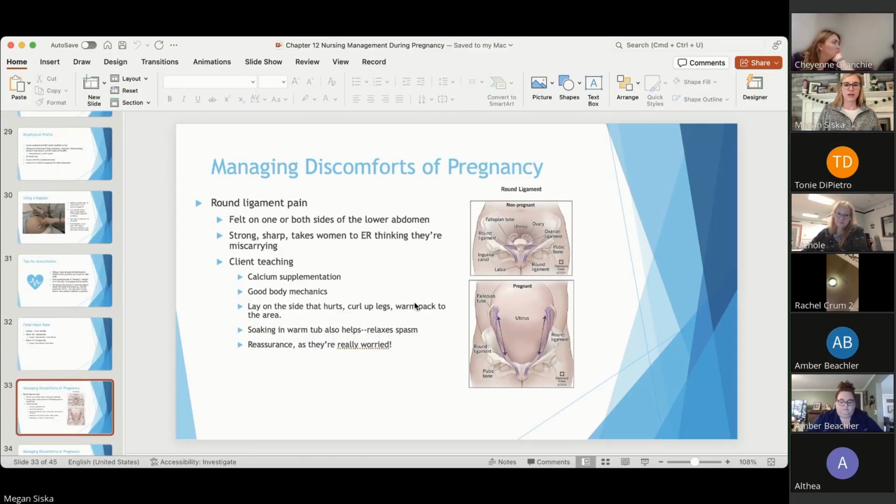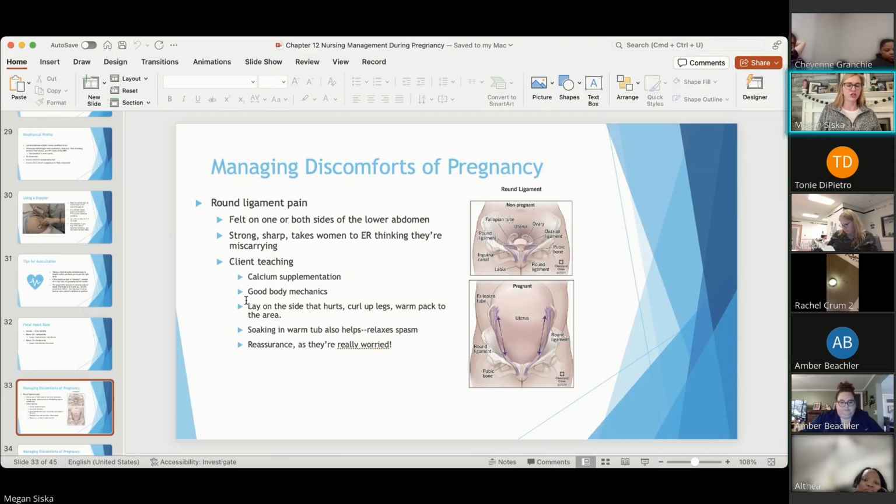Okay, so managing discomforts. I've already talked a little bit about round ligament pain. Here it shows you those ligaments that hold the uterus. Here's non-pregnant, where they are just sitting, and then pregnant, where they are getting all stretched out. So you can imagine how uncomfortable that feels. It's a very sharp sensation, usually when they're moving side to side. So reassure them, it usually goes away very quickly. Tell them to change positions slowly, maybe do some stretches, take a warm bath, things like that.